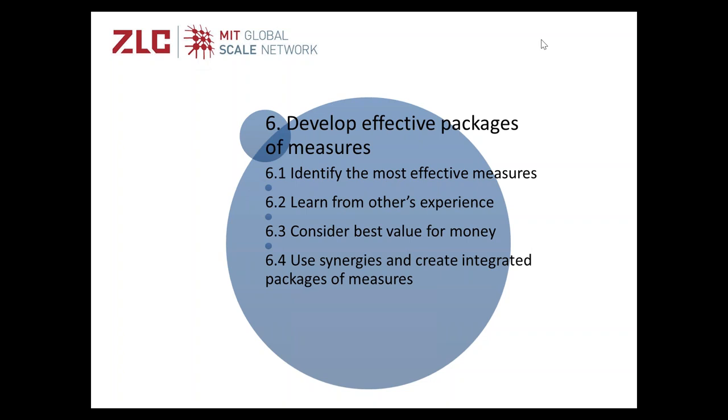Okay, so then once you have already committed with those previous five steps, for me this is one of the most important ones. So step six is where I think most of you are in that moment in the Sunrise project. It is basically developing effective packages of measures. So during this step, there are several tasks allocated. One is identification of most effective measures, learning from other experiences, which is exactly what we are doing now, considering the best value for money, where to invest the money, and using synergies among the different actors to create integrated packages of measures. So we need to select here the best options, ensure that we are willing to exploit synergies between the different measures and the different actors. So that's basically, and for me, that would be one of the most important steps to follow during the sustainable urban mobility plan.